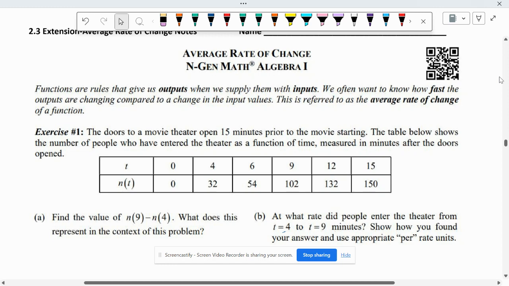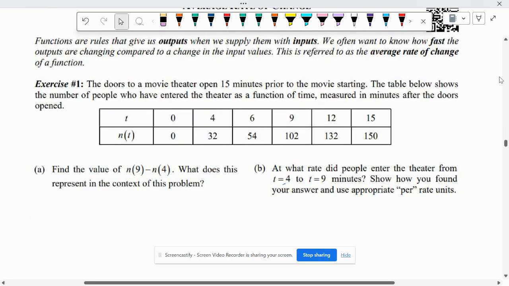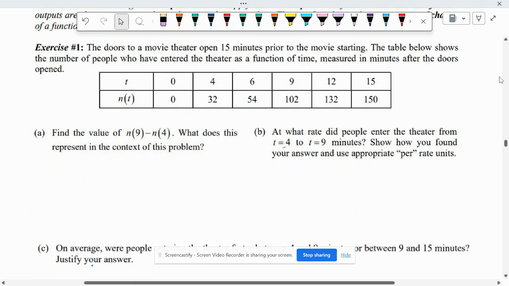Okay. So functions, remember, are rules that give us outputs when we give an input. When we talk about the average rate of change, it's just giving us the specific interval of our input values. Okay, we're going to use our specific input of our intervals. So this first example has a table, and this is the time 15 minutes. It's the number of people that come into a movie theater 15 minutes prior to openings. So like before the movie starts.